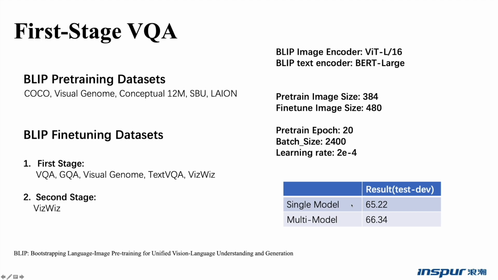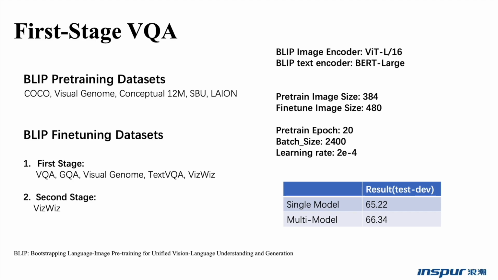Firstly, we enlarged the image size from 224 to 384 in the pre-training phase, and the image size from 384 to 480 in the finetuning phase. Secondly, we changed the text encoder from BERT base to BERT large. After we pre-trained BLIP according to the BLIP paper configuration, we finetuned on the VizWiz VQA dataset.